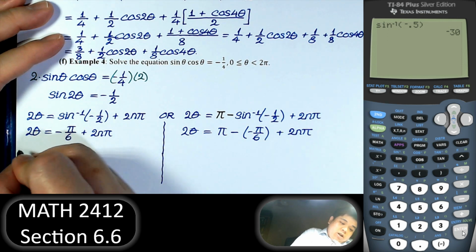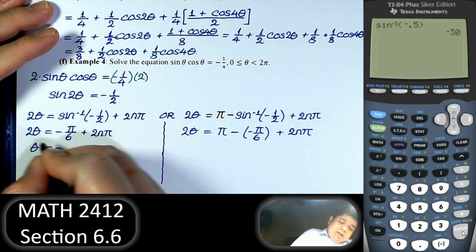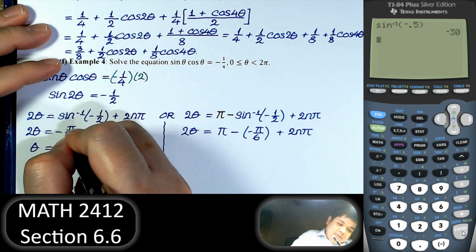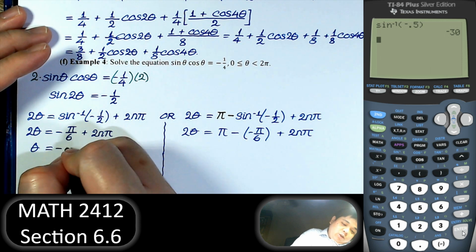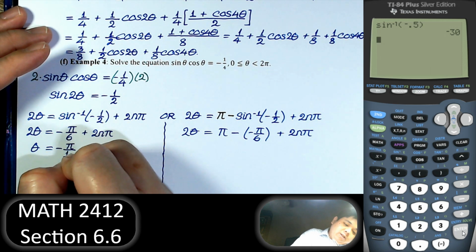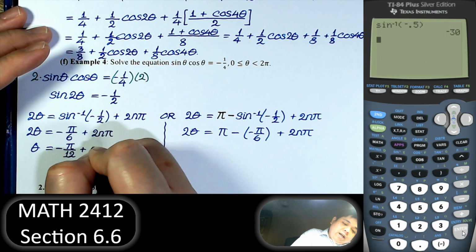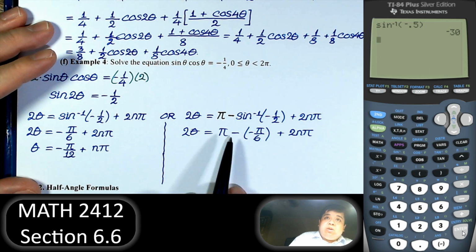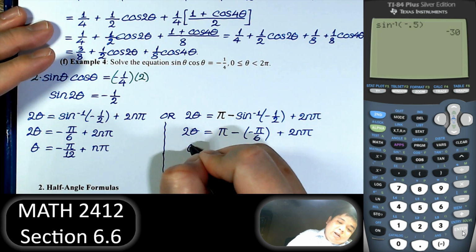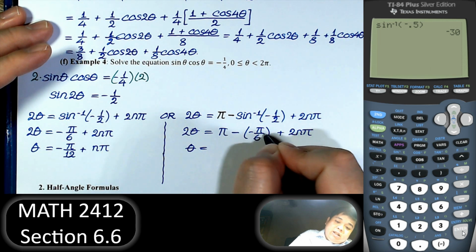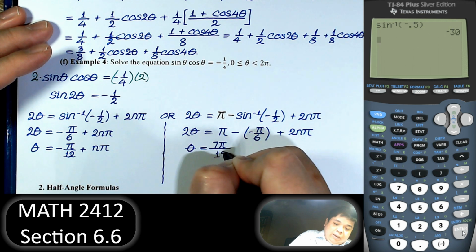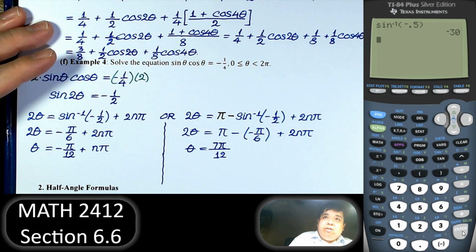Right, divide by 2 on both sides, so theta equal to negative pi divided by 2, or multiply 1/2 on both sides. So that gives us negative pi over 12 plus n pi. Pi minus negative pi over 6 is plus 7 pi over 6. 7 pi over 6 divided by 2 is 7 pi over 12.